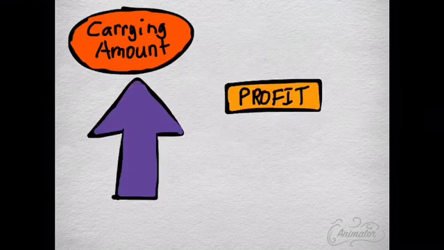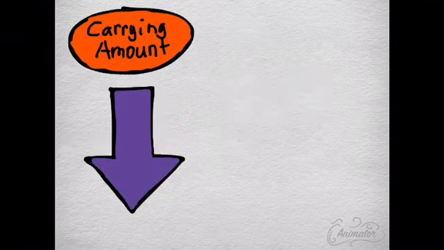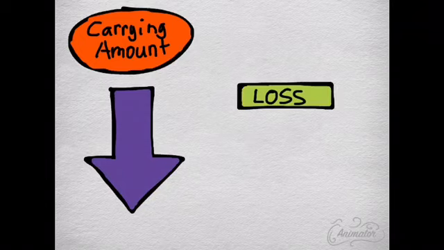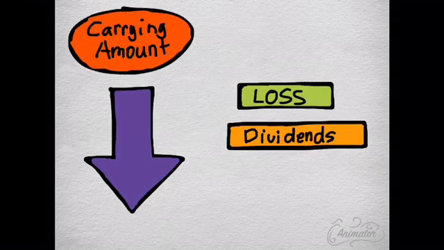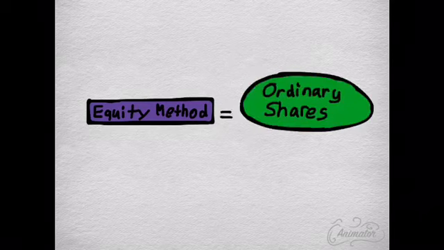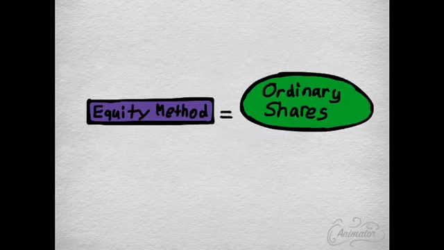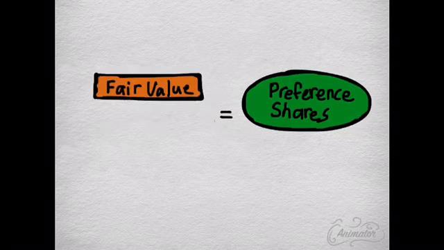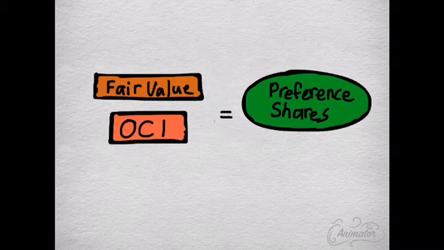It would increase based on your proportionate share of the profit of the investee. And it would decrease proportionate to your share by the amount of its loss, or when there is a declaration or distribution of dividends. So better avoid losses on the investee. So just remember that we would use the equity method once you acquire the ordinary shares. Remember, only ordinary shares. But when you acquire preference shares, it would be measured either at fair value or other comprehensive income.